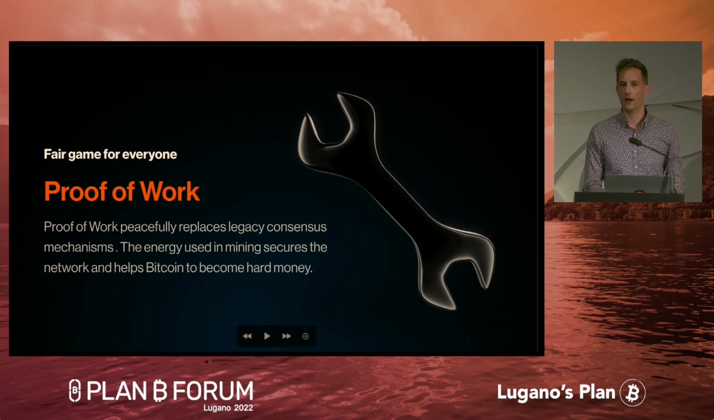Bitcoin uses proof of work as a consensus mechanism. This means that in order to create new coins, in order to secure the history of transactions and also the agreement on that, it uses energy. And this energy secures the network. Now, in a way, you could say that Bitcoin, instead of printing money out of thin air, prints money from energy. And this helps Bitcoin to become hard money.